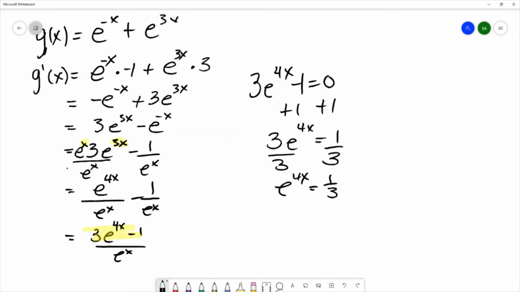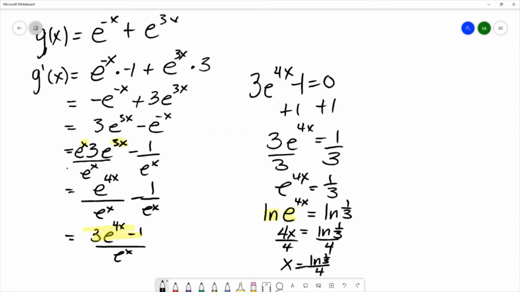And this is an exponential equation. One of the methods for solving exponential equations is to take the natural log of both sides. Natural log and e are inverse operations and they cancel each other out. So you'd be left with 4x. And I would divide by 4. So I have x equals natural log 1/3 over 4 as a critical number.